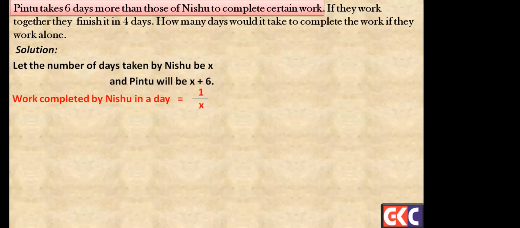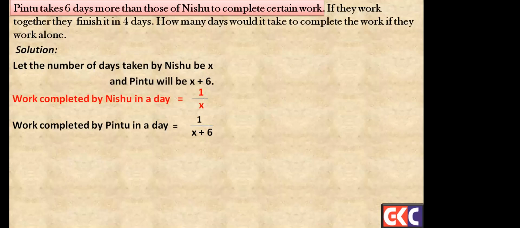What do you think about Pintu? Work completed by Pintu in a day, how much do you think it will be? Pintu is taking X plus 6 days to complete the work. So in a day, shall I say it is going to be 1/(x plus 6)? Don't you think so? Yes. So he is definitely going to complete 1/(x plus 6) part of the work in a day.